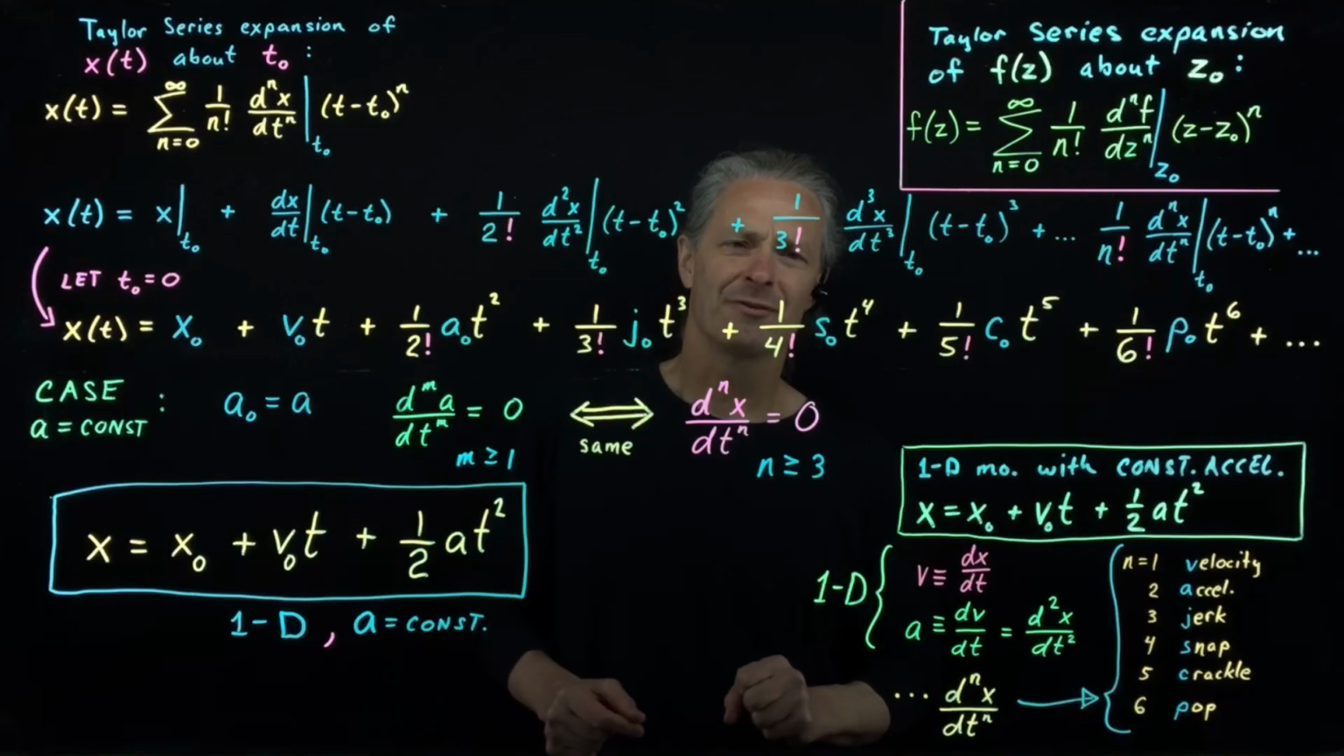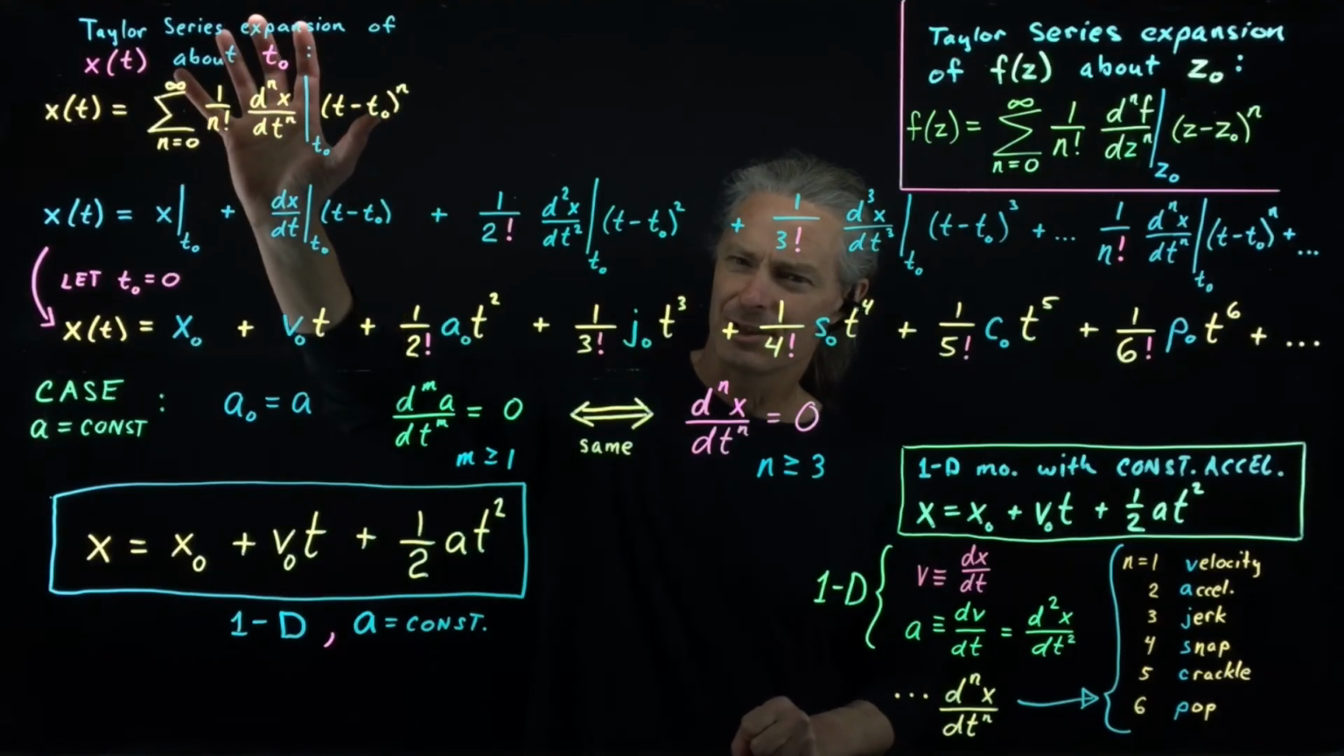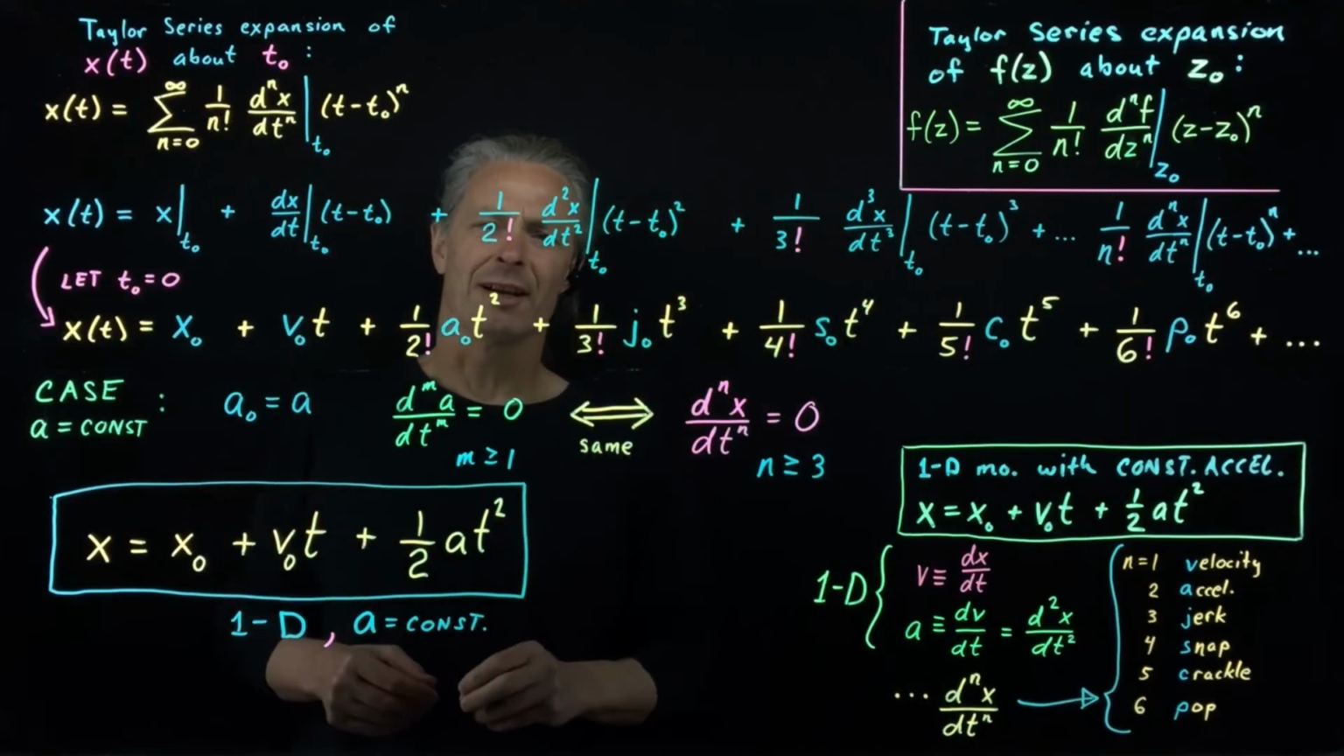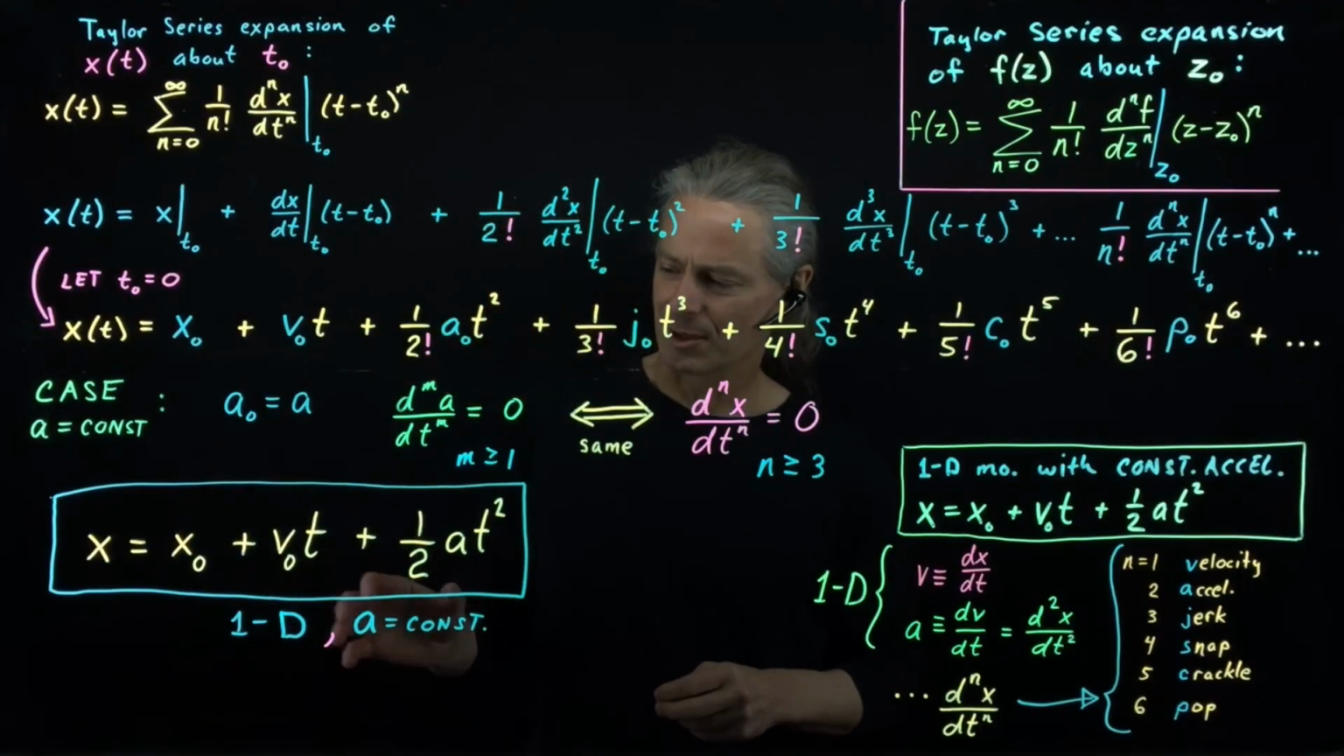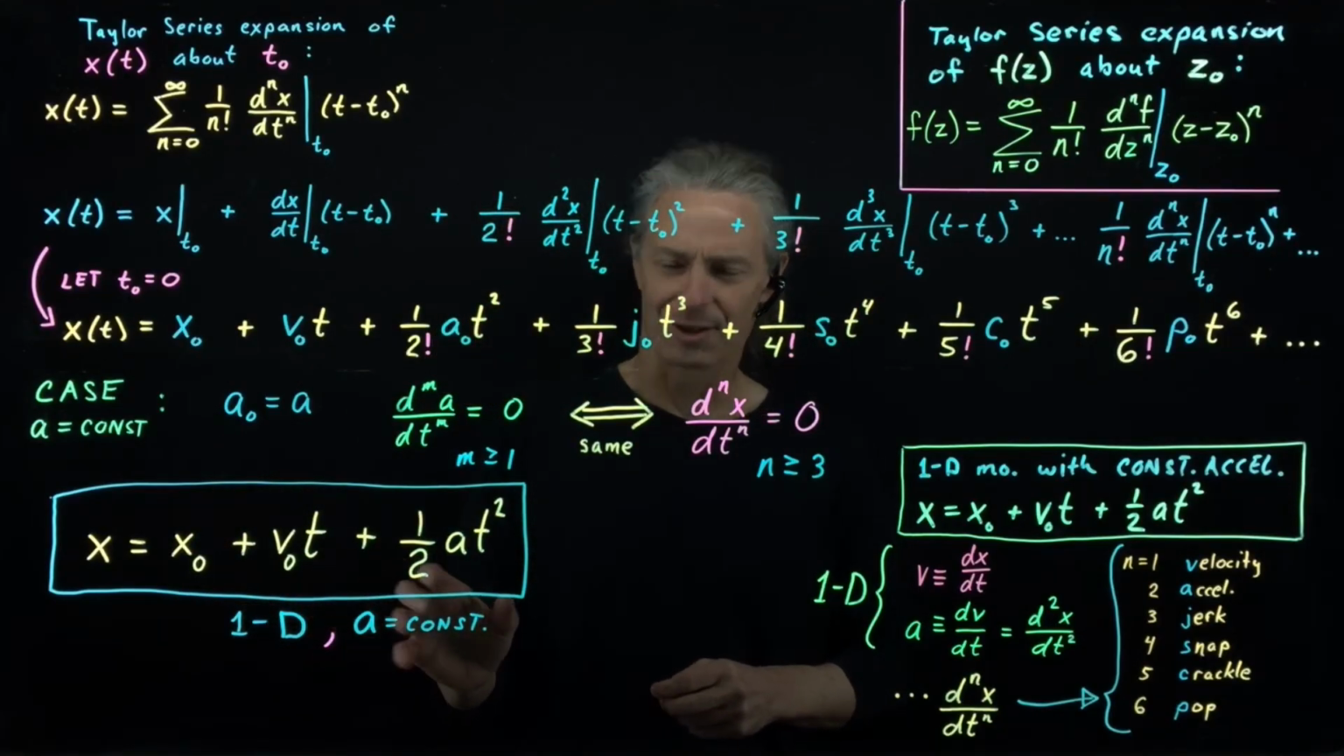All right, we've done it. We've used a Taylor series expansion to derive the position as a function of time for an object in one-dimensional motion with constant acceleration.